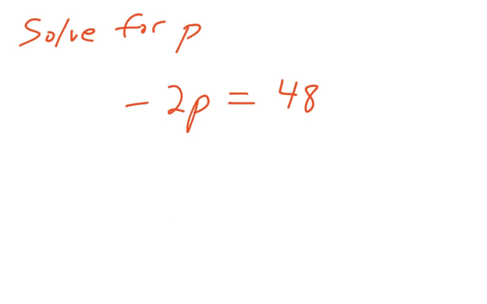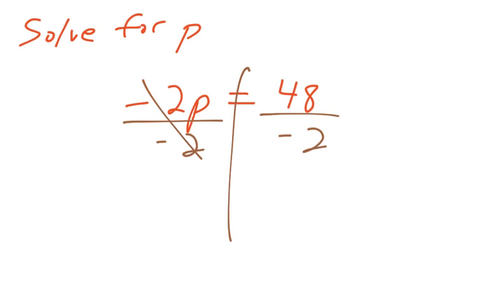So last one involving multiplication. Let's say we have negative 2p equals 48. We're solving for p here. I changed the variable. Well, on the left-hand side, p is being multiplied by negative 2, so we divide both sides by negative 2. So p equals 48 divided by negative 2. 48 divided by 2 is 24, so we got to make it a negative 24.